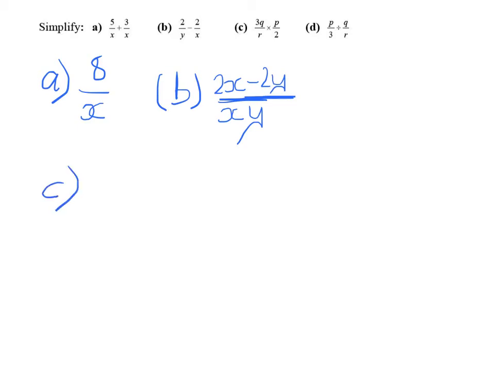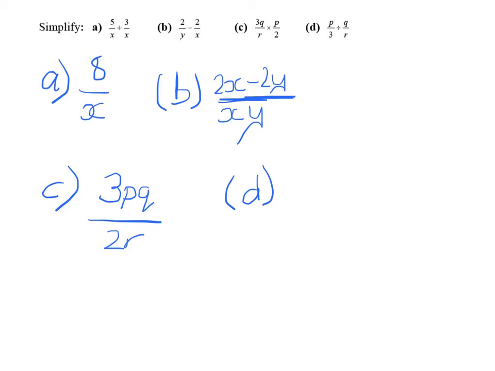Okay, now we're multiplying fractions. This is the easiest of all the operations. We multiply numerators and we multiply denominators. I'm going to put them in alphabetical order when I put them together, so it's going to be 3pq over 2r.